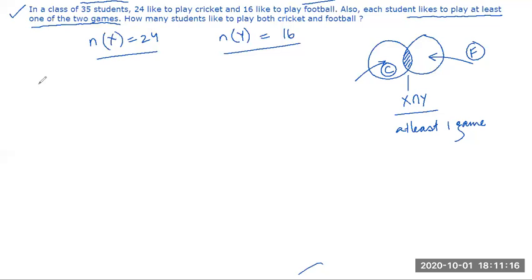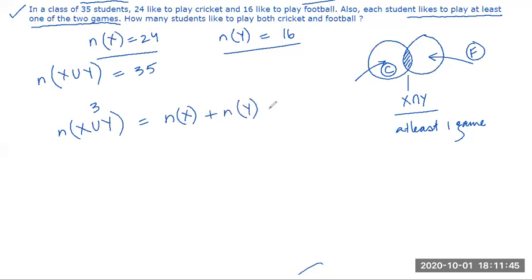X union Y. Very good. So n of X union Y is equal to 35. Very simple. How many students like to play both cricket and football? How can you do it? We can say n of X union Y is equal to n of X plus n of Y minus n of X intersection Y, right?